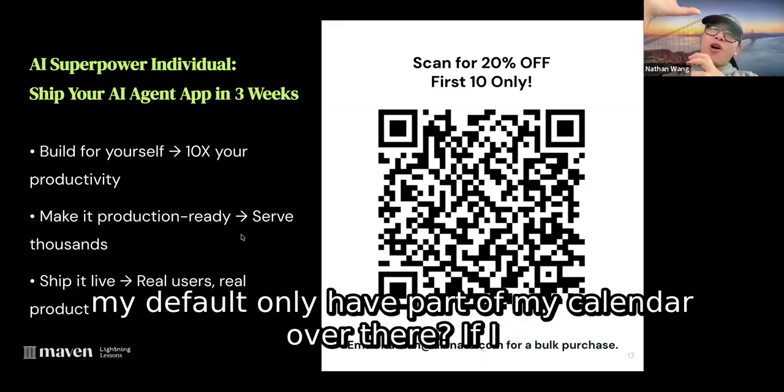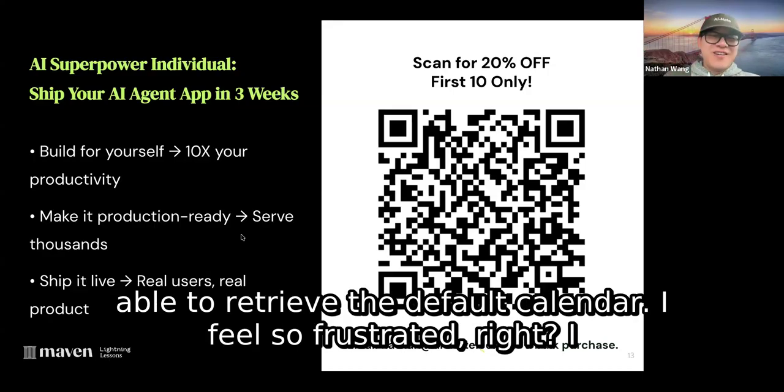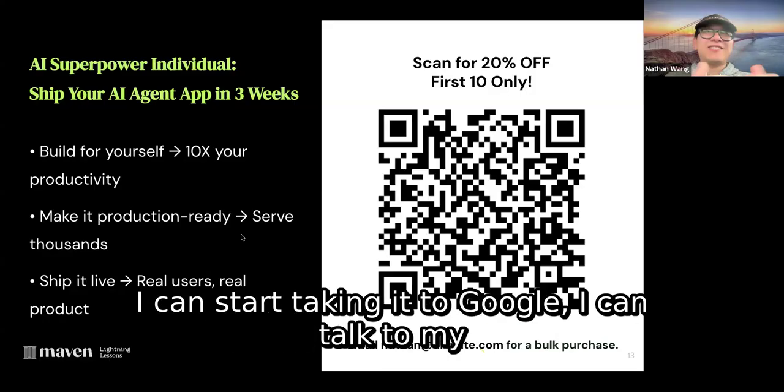It can only see part of my calendar over there. If I say, okay, what did I do on this day, it is only able to retrieve the default calendar. I feel so frustrated, right? I have nothing to do with it. I can take it to Google.